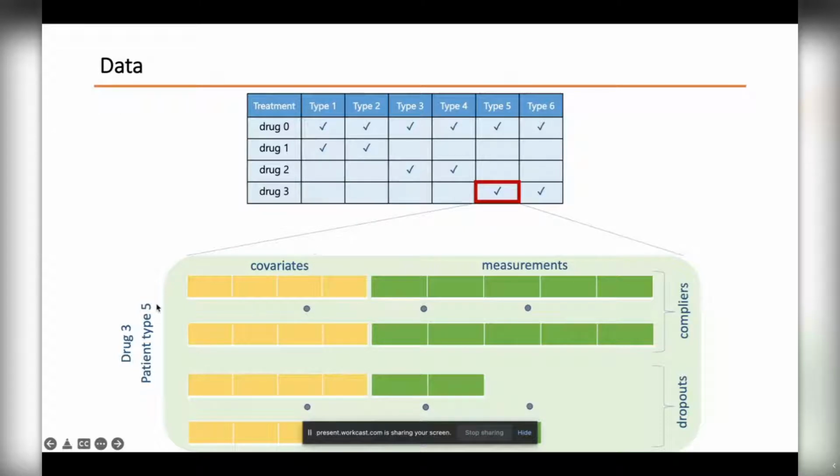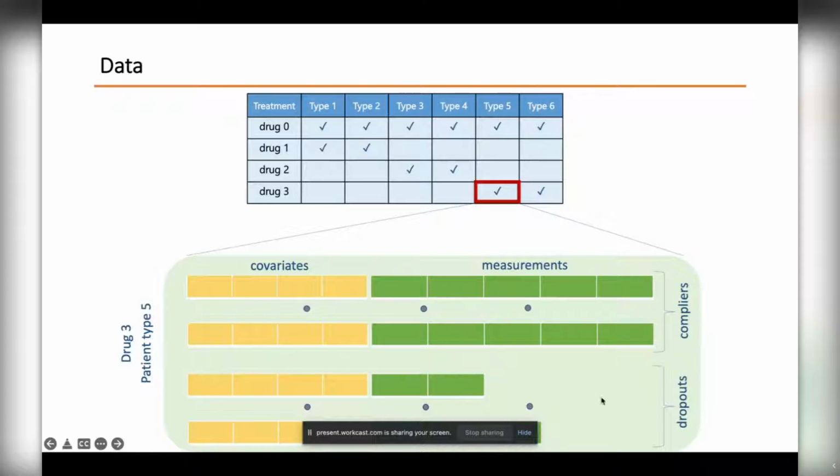Okay, so let's look at the data available for this cell where I'm saying that I've got data available. How would it look? Well, there are some patients of patient type 5. They have received treatment drug 3. For each patient, if I look at it, the patient has 4 covariates pre-treatment, and then there are 5 measurements after the treatment started. And the patients who were compliers, for them, we have all the 5 measurements.